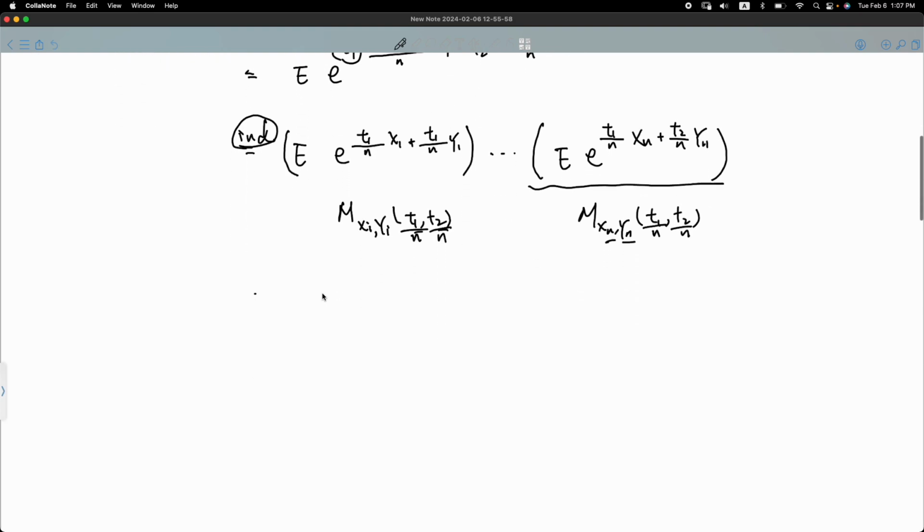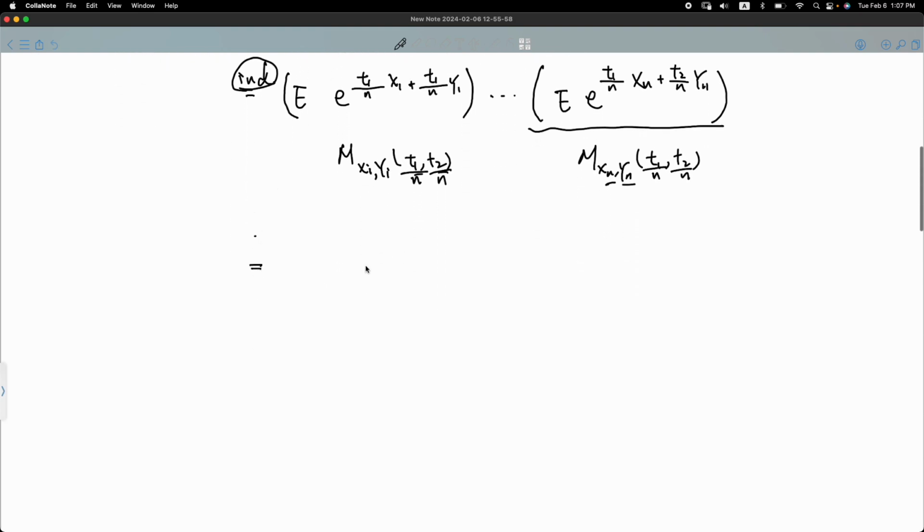Maybe let's move this, and then this is just a bunch of moment generating functions for xi, yi, with t1 over n and t2 over n, and then n copies of them. Depending on how rigorous you want to write it, you can write x and y here if you want.